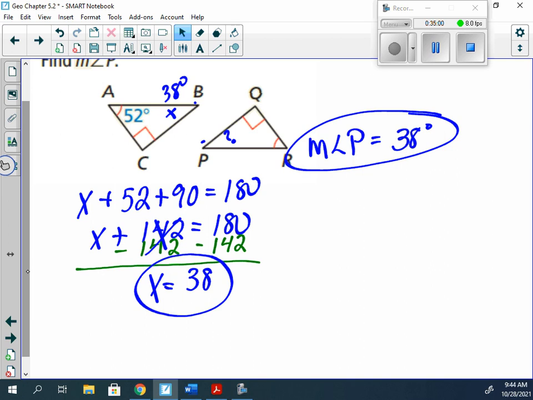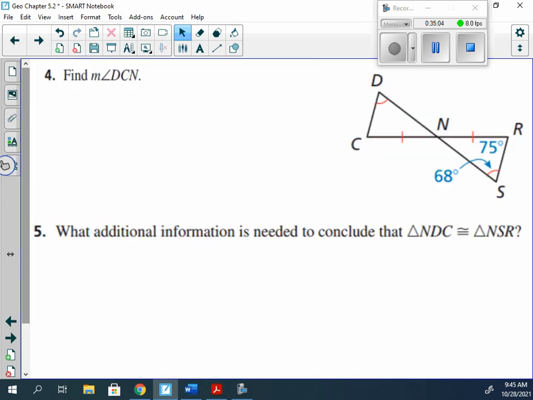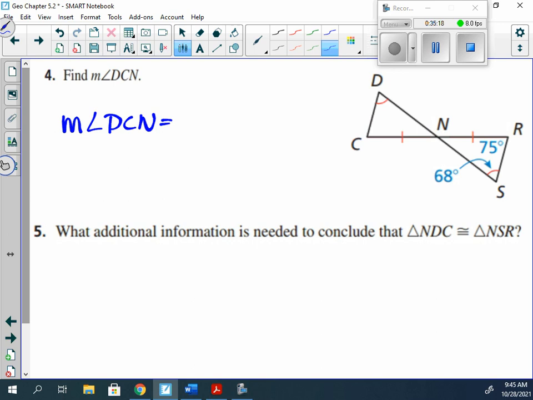Any other questions on any of this here? Let's look at the last one here. Find the measure of angle DCN. Well, they only gave us one angle. They gave us the measure of angle D is equal to the measure of angle S, yes? Is there another set of angles that are congruent between these two?